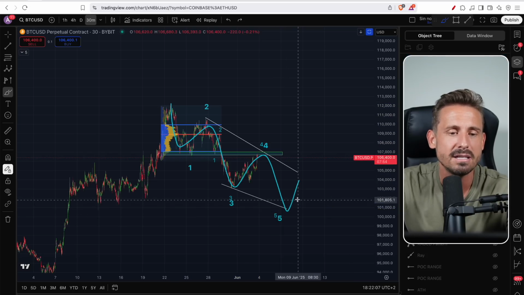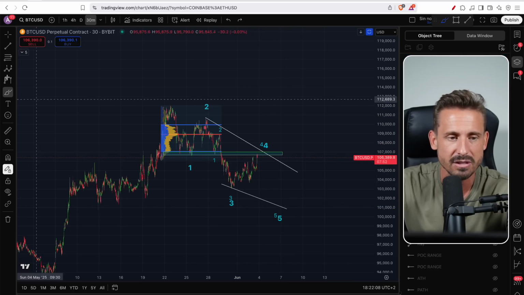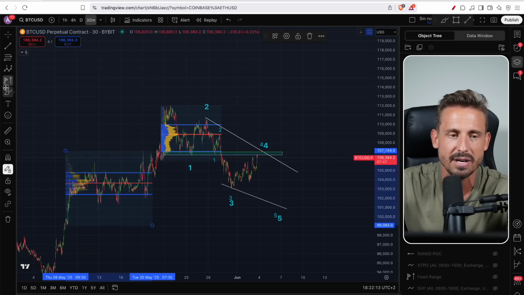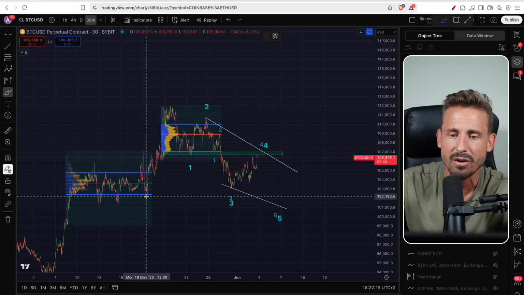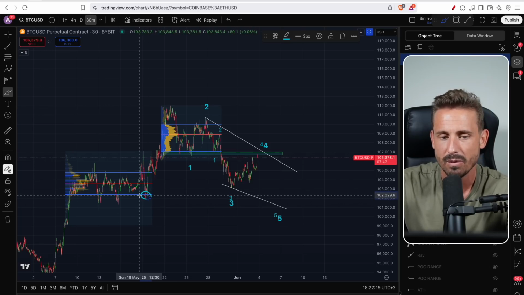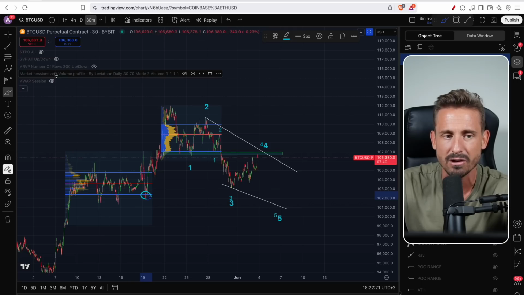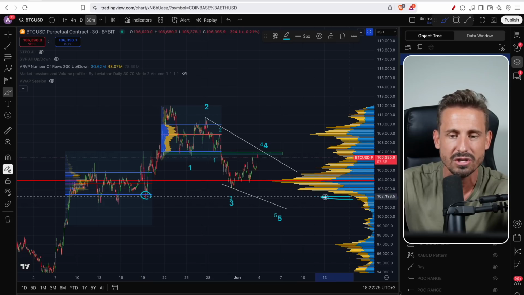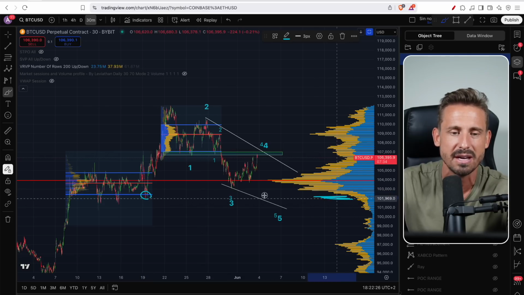Now, where's the best possibility for that level to bounce? Well, without a doubt in my mind, it's the value area low of this entire trading zone right over here, which is sitting at $102,000. This higher low right over here, which is the value area low, this is where the volume disappears. So this has to be your support. You cannot lose the $102,000.